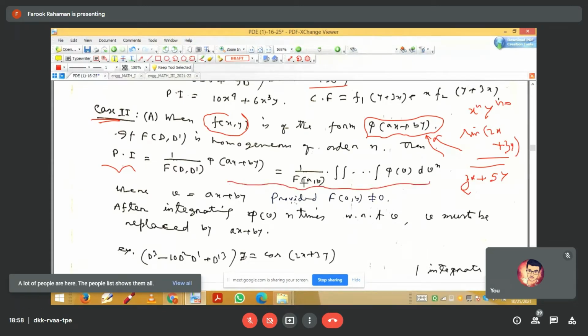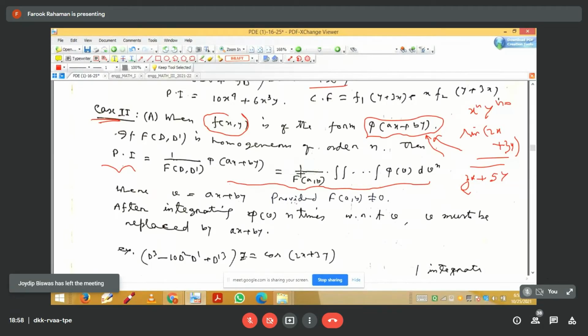That means if it is homogeneous of degree n, you just write 1 by f(D, D'), that is, you put D equal to a and D' equal to b. So one can easily get a function of a and b, and then integrating this particular form n times, one will get the corresponding result.